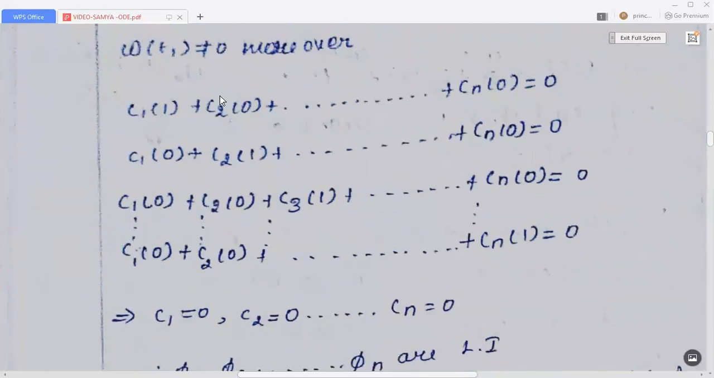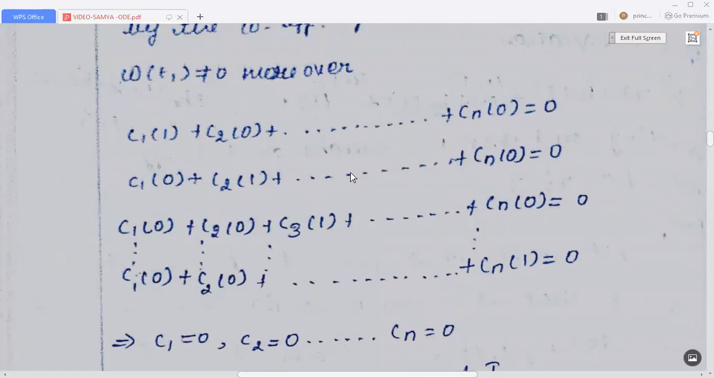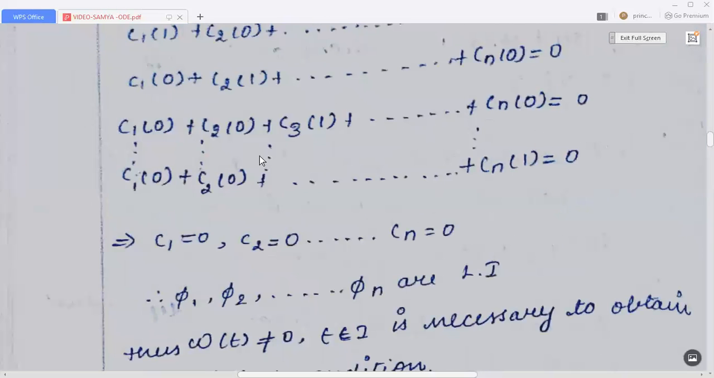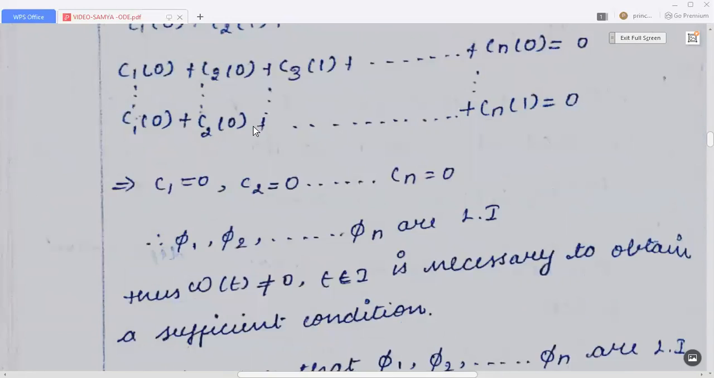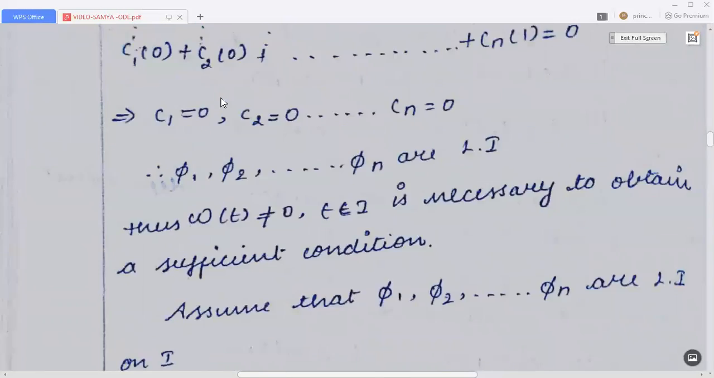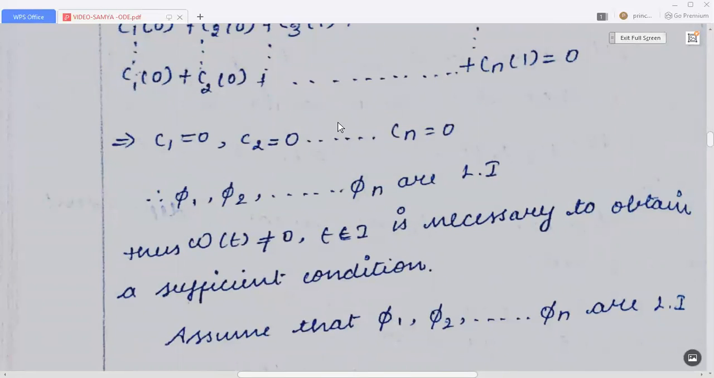Here we apply the initial data given in the unit matrix form: C1 into 1, all other values are 0. In the second equation, C1 into 0 plus C2 into 1, and all other values are 0. Similarly, in the last one, all these values are 0 except the last one, Cn into 1 equal to 0. So in this linear combination, we see that all the constants are 0. So C1 equal to 0, C2 equal to 0, Cn equal to 0.